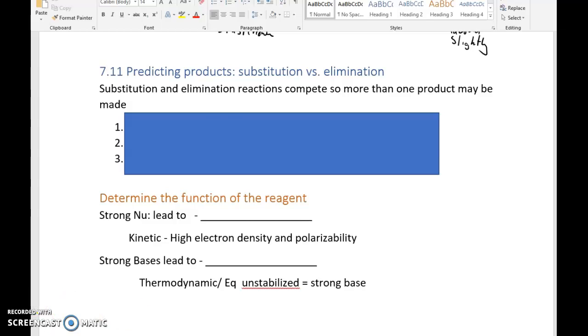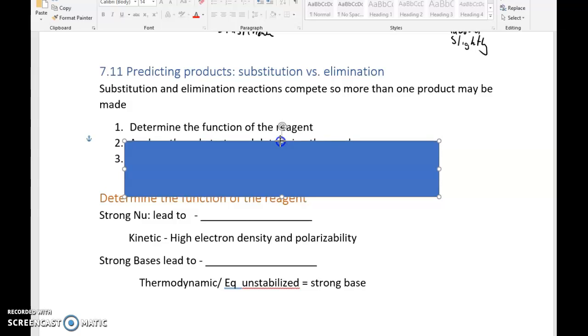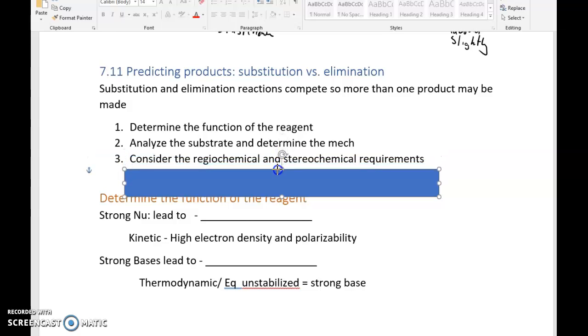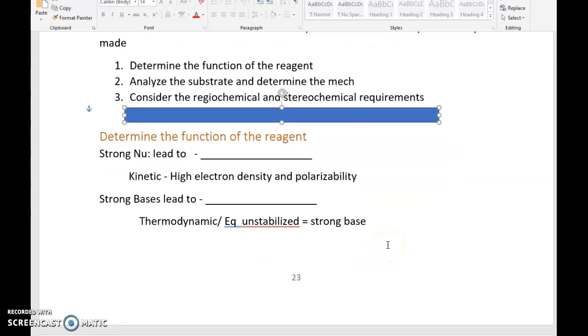In order to predict products, you're going to want to determine the function of the reagent. Is the reagent going to act as a base, or is it going to act as a nucleophile? Analyze the substrate and determine the mechanism. And lastly, consider the regiochemical and stereochemical requirements of the reaction. So first, let's look at determining the function of the reagent.